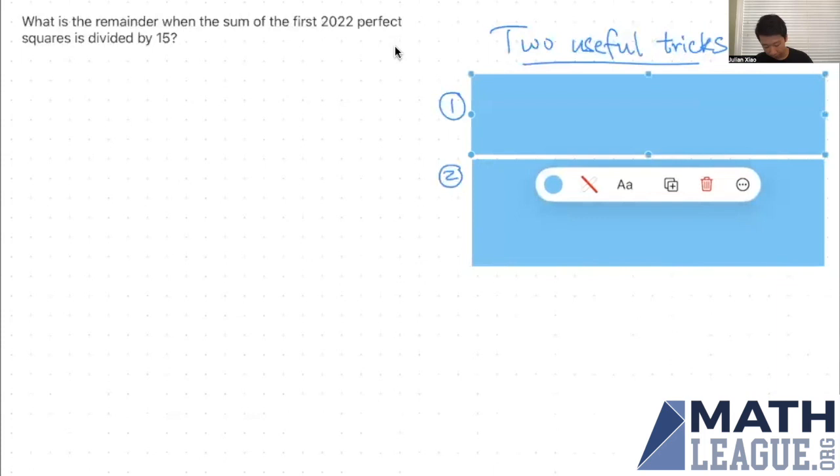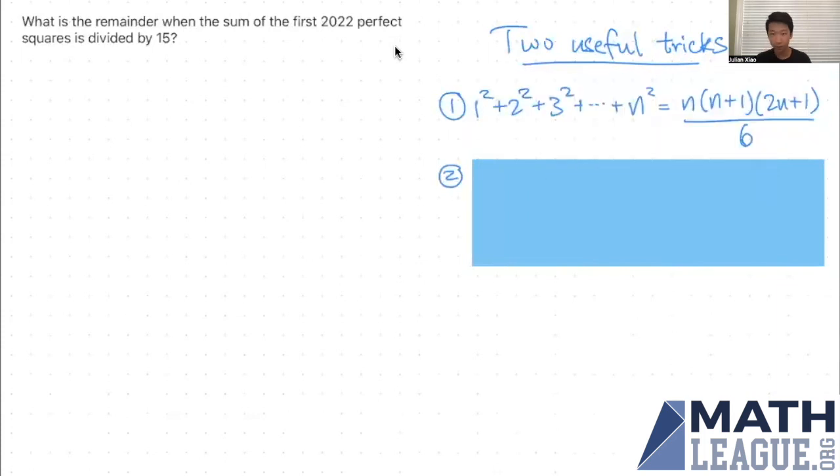The first trick is just a formula, but it's a really useful formula because it happens to be the formula for the sum of perfect squares. Specifically, this formula takes this sum, which can go from 1 squared up to any number n squared, and rewrites it as just a nice product. So let's see how this could be helpful for us.